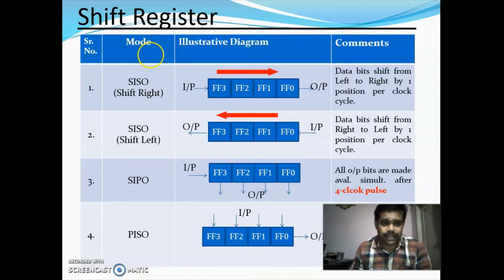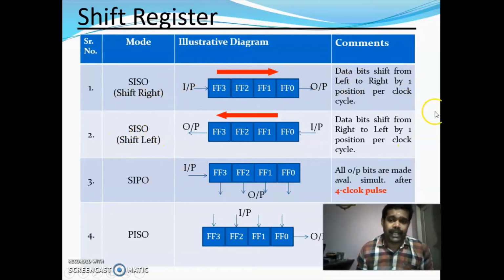So this is shift right. Data bits are shifted from left to right by one position per clock. For each clock it will be shifted by one position. Then serial in, serial out, shift left. Data bits are shifted left by one position per clock cycle.